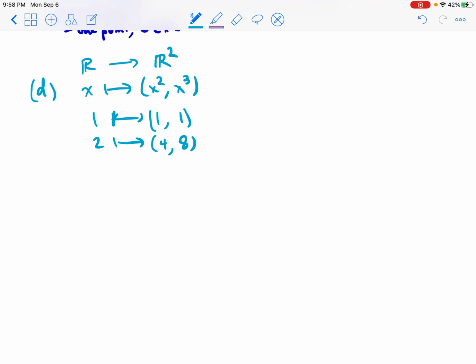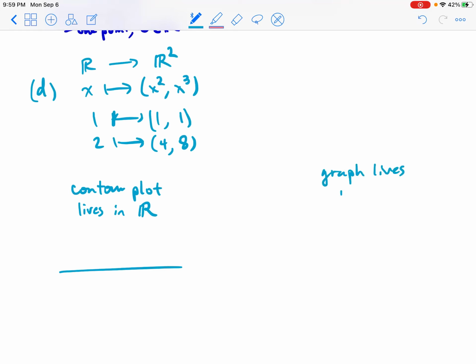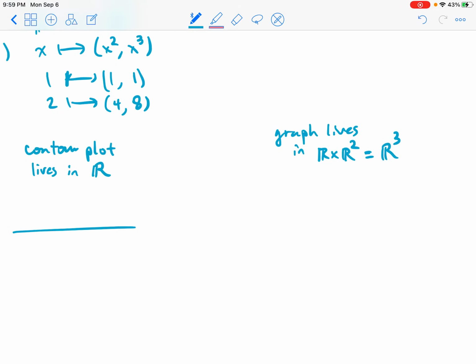Now this maps a real number to a pair of real numbers. And so again, the contour plot is usually thought of as in the plane, but in this example, it's the input space. Well, it's always the input space, but in this example, the input space is just the real line. So the contour plot will live somewhere there, and the graph lives in the input times the outputs, which in this case gives three-dimensional space.